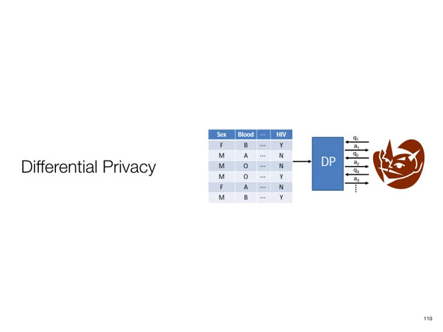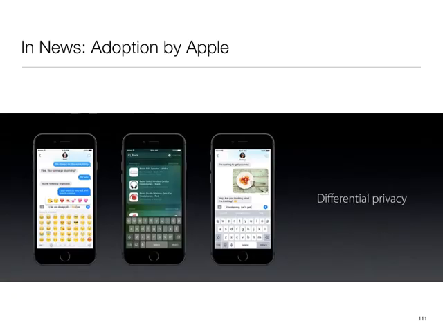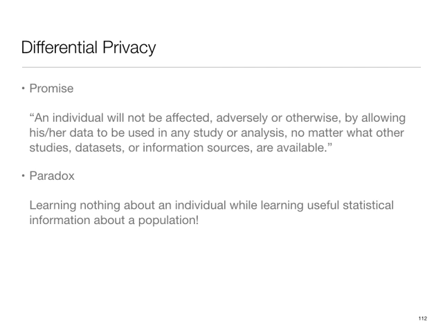What this adversary is trying to do is break the privacy. The goal is that this differentially private algorithm, when it's responding, responds by perturbing the answer in some manner. So let's see how that is done. I mean, Apple makes a lot of news about how they use it. So the promise differential privacy makes is the following: an individual will not be affected adversely or otherwise by allowing his or her data to be used in a study.